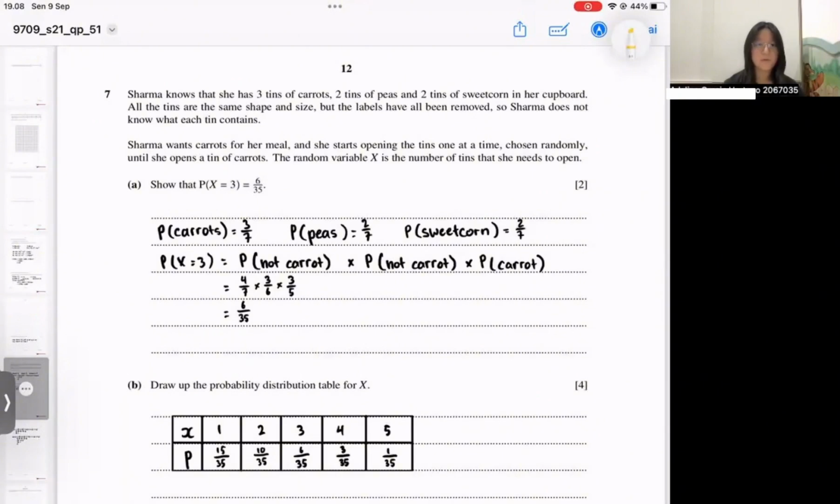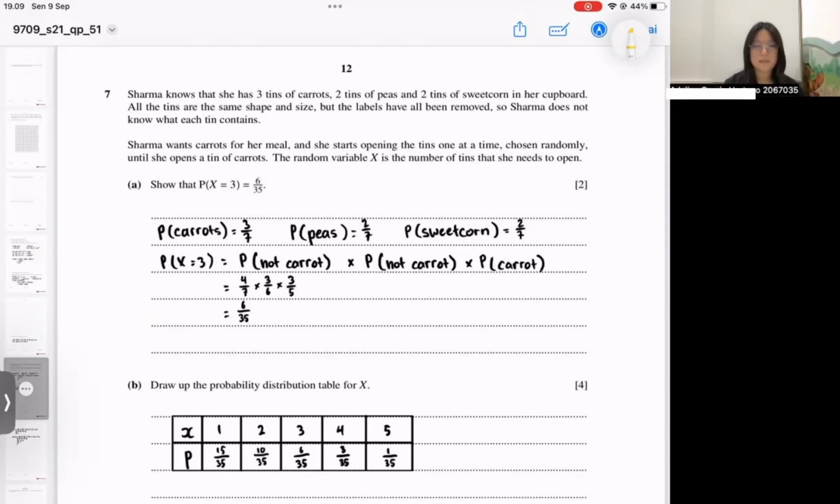So first, we know that the total number of tins is 7. To find the probability of a tin containing carrots, it's the 3 tins of carrots over the total tins, which is 7. So the probability of carrots equals 3 over 7. Meanwhile, the probability of peas is 2 over 7, and the probability of sweet corn is 2 over 7. In order to find the probability of the trial equals 3, you have to find the probability of not carrot, times the probability of another not carrot, times the probability of carrot.